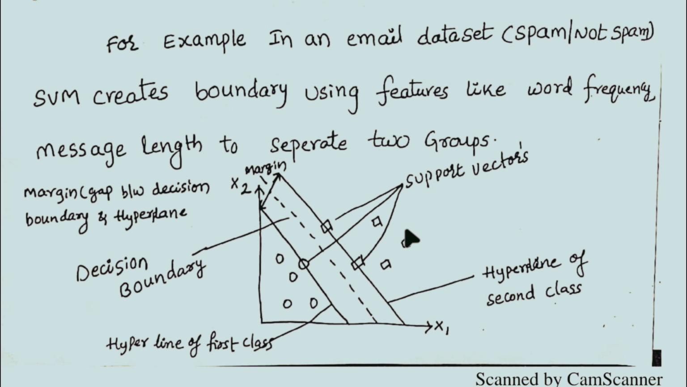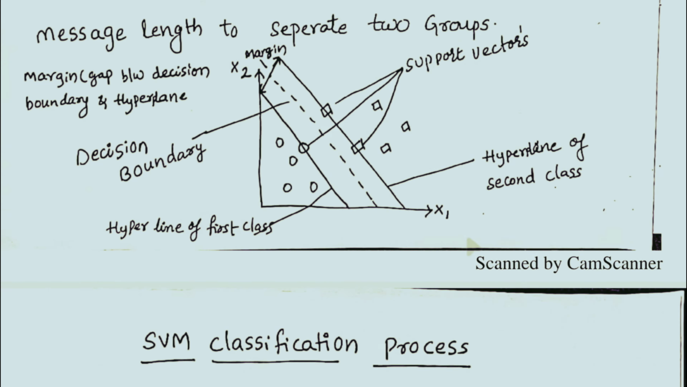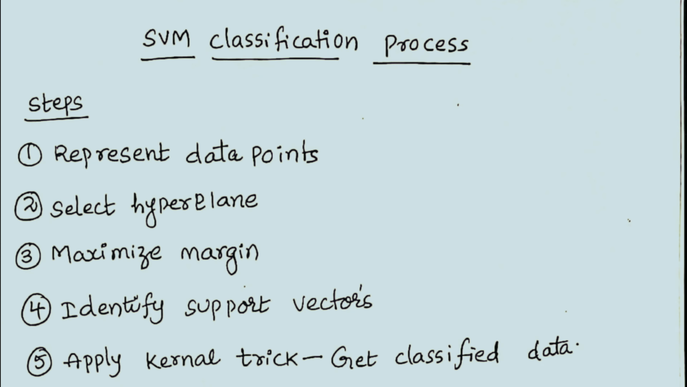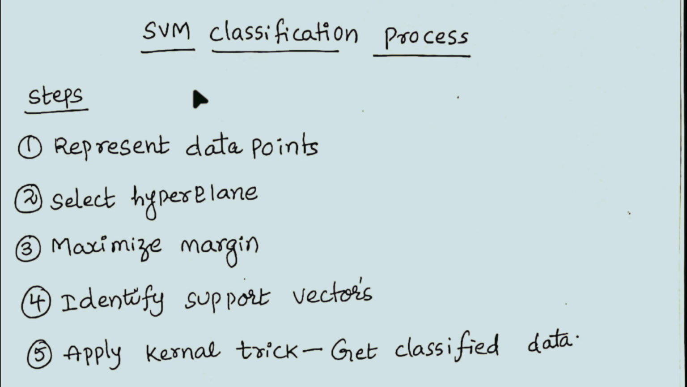Okay, so this is called a support vector machine. Let us move forward. You can see how the SVM classification process works. When we give the data, how does the SVM process the data? First, represent data points; second, select hyperplane; third, maximize the margin; and fourth, identify support vectors, apply kernel trick, get classified data.